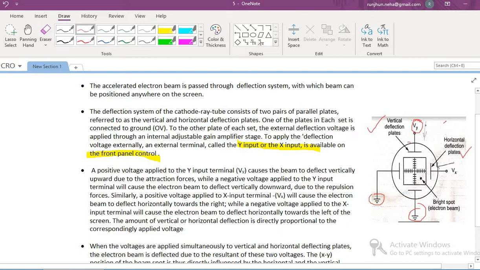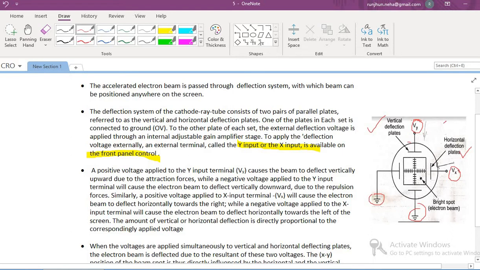Similarly, a negative potential on Vy will deflect the electron beam in the downward direction. Similarly, the positive potential on Vx will attract the electron towards the right direction, while the negative potential on Vx will move the electron in the left direction because of the repulsive forces.